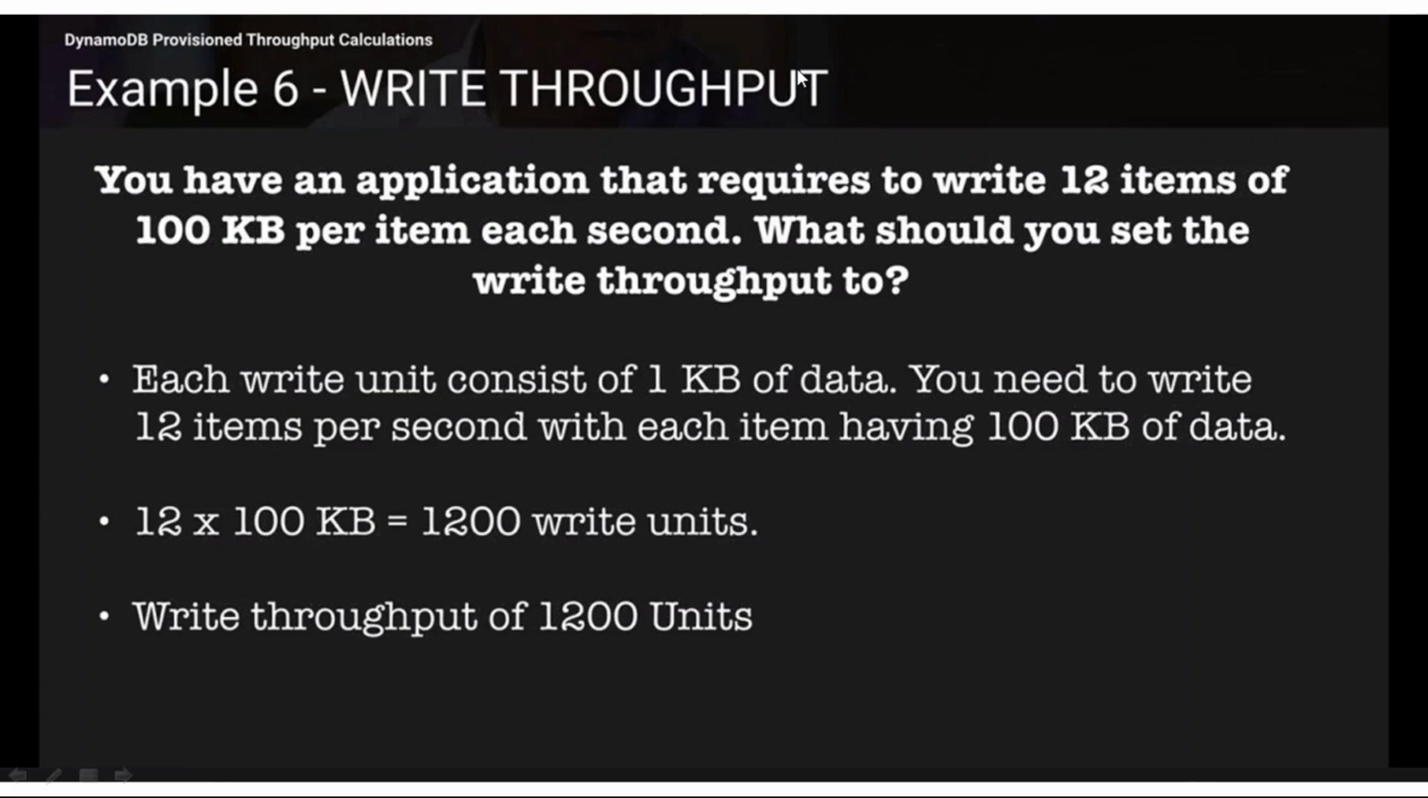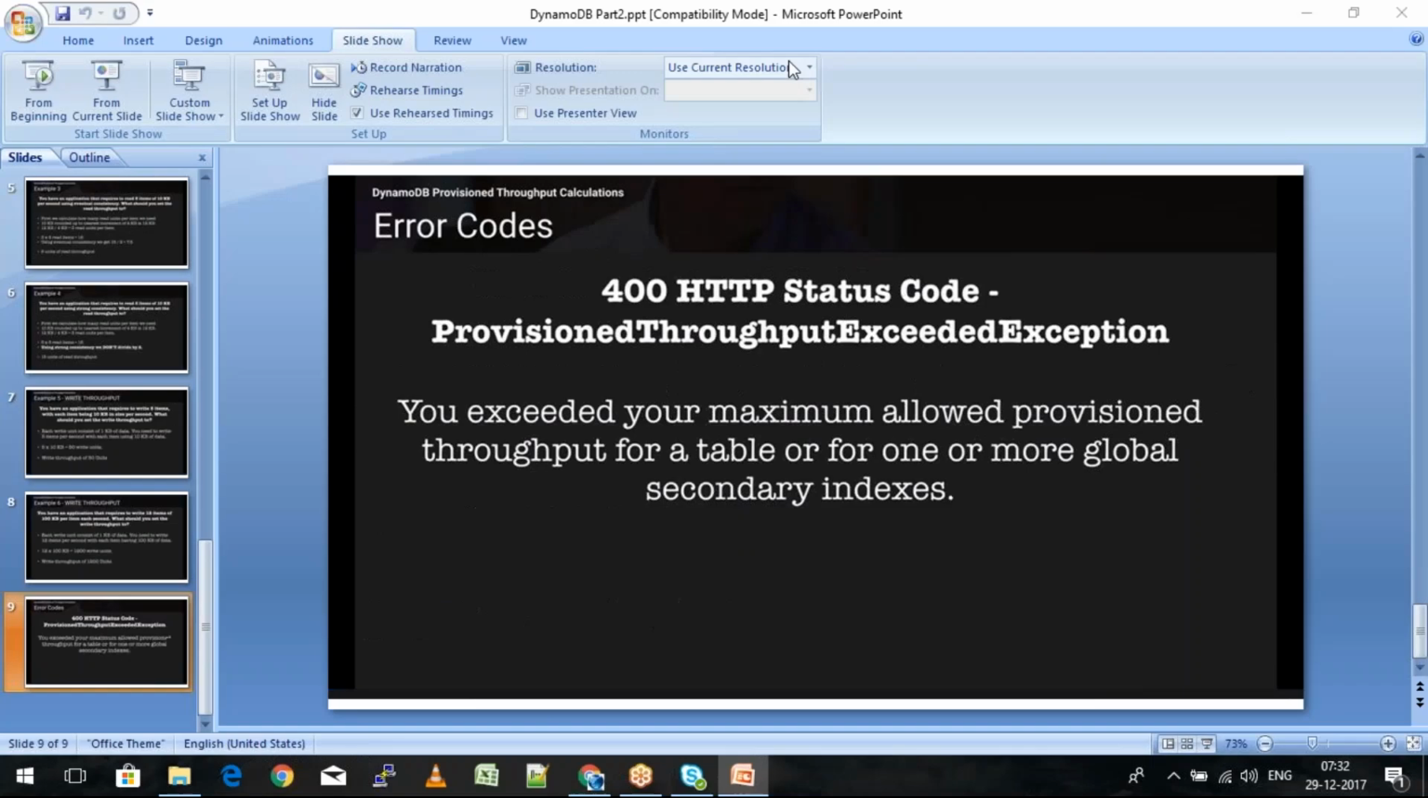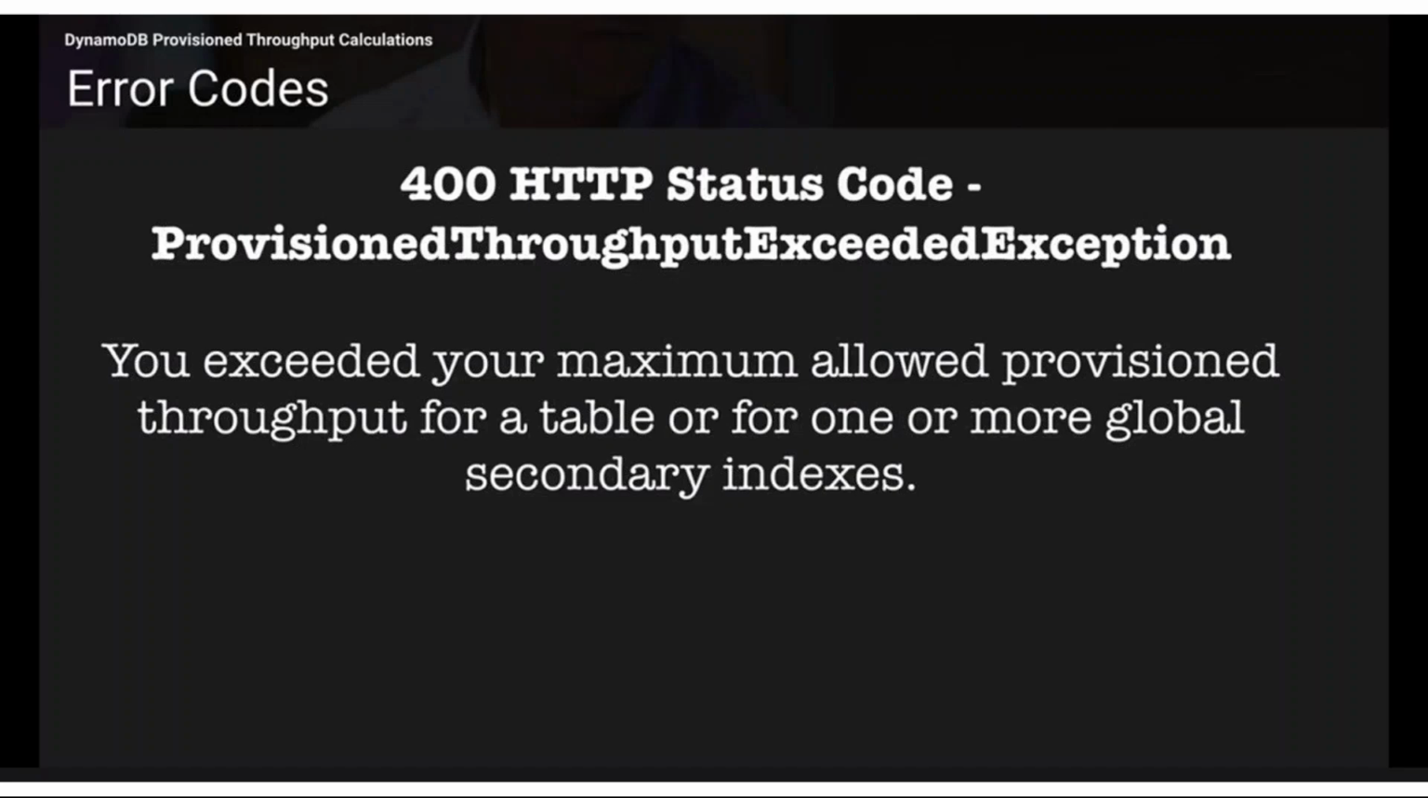There's one last part in this slide here. So that is about the 400 HTTP status code. That is about ProvisionedThroughputExceededException. Now what happens in this?